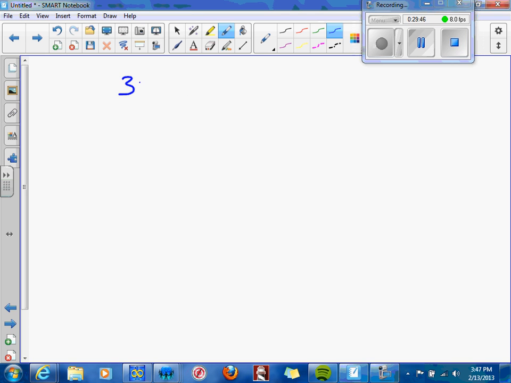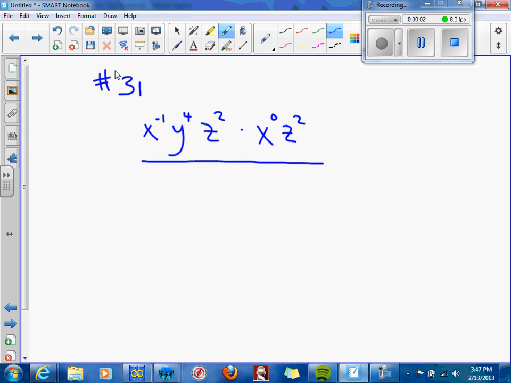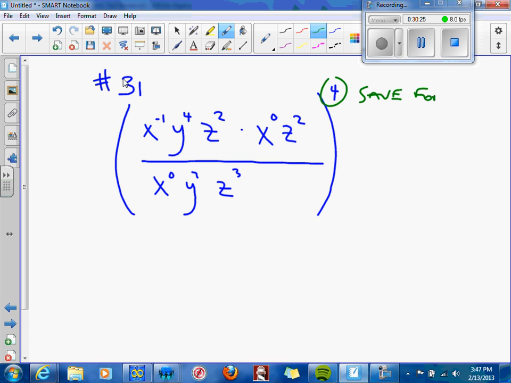Okay. X to the -1, y to the 4th, z to the 2nd, times x to the n, squared, and all that is over x to the n power, y squared, z cubed. And then solve, everything is in power 4. Save the distribution for last. Okay. Inside first.